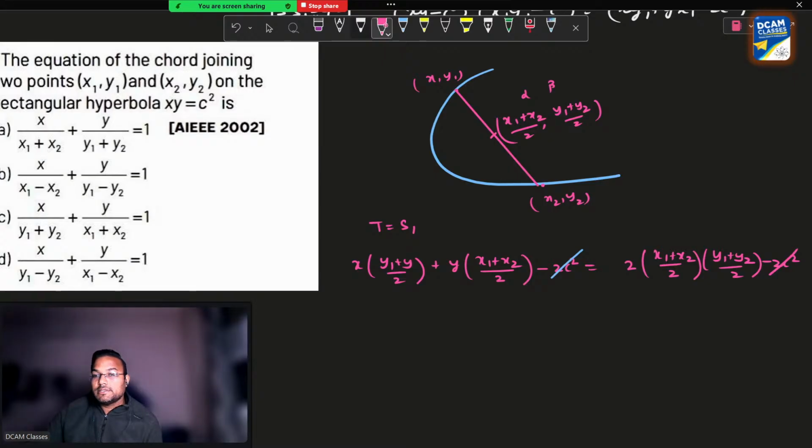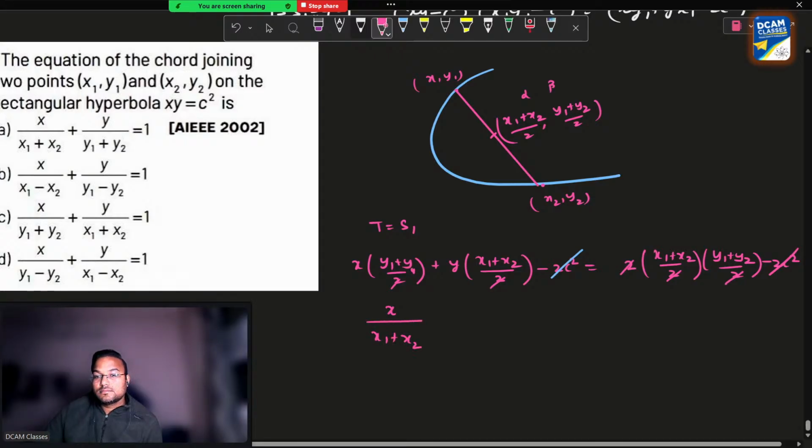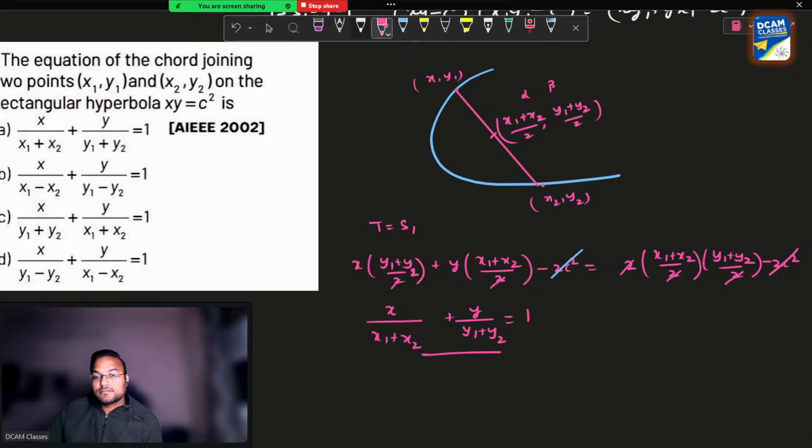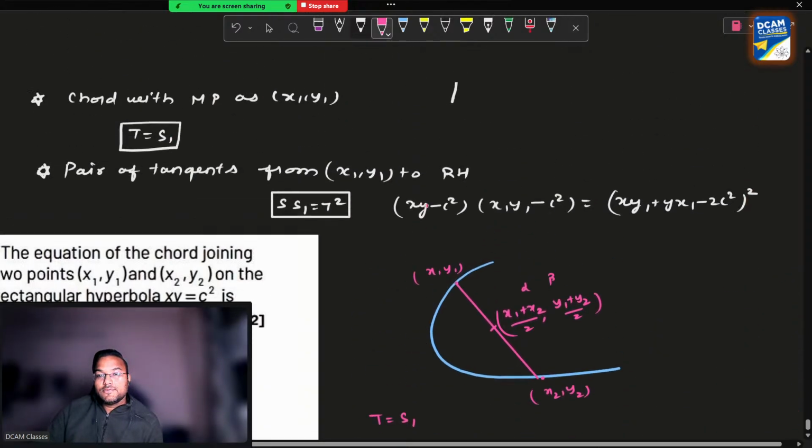Cancel them. So the 2 will cancel with this. So x by x1 plus x2, y by y1 plus y2 is equal to 1. This is the answer.